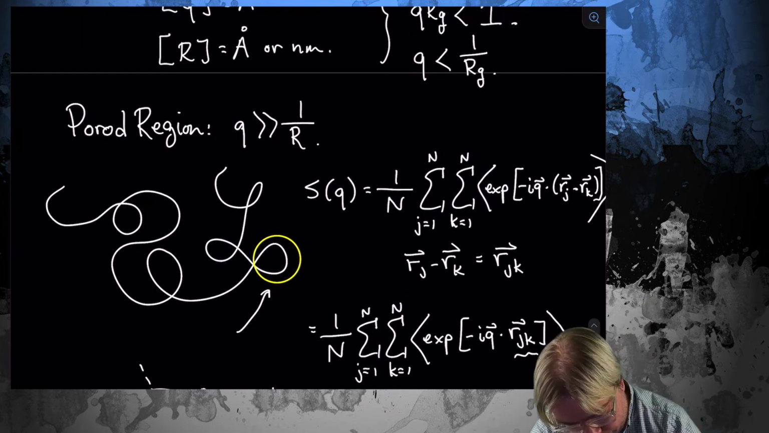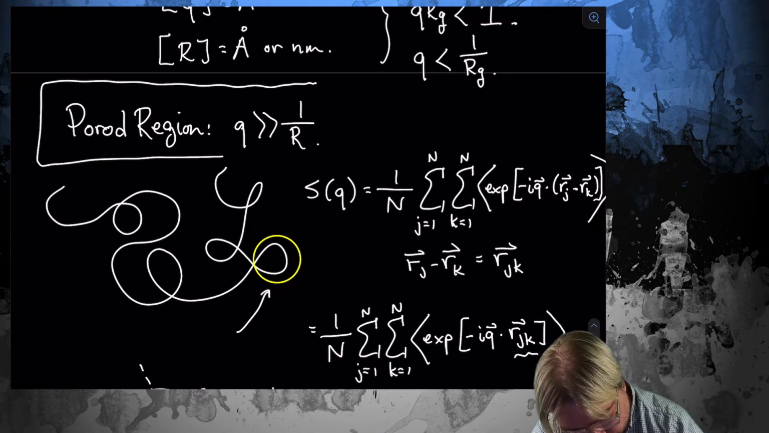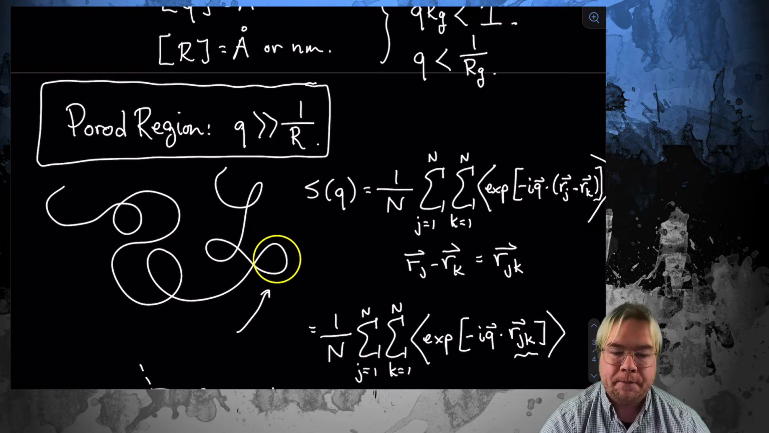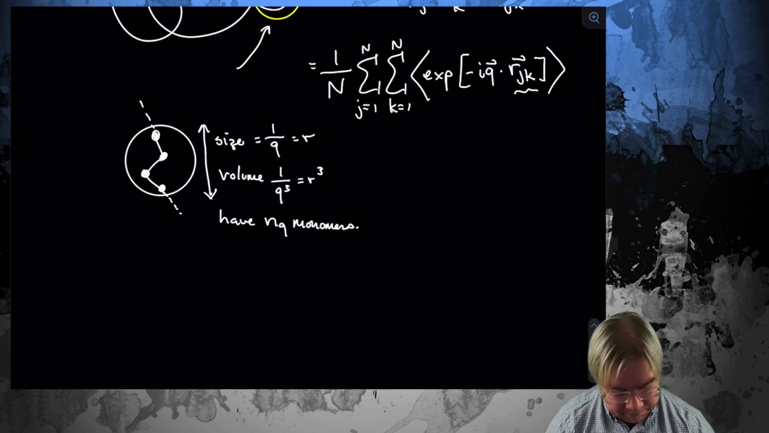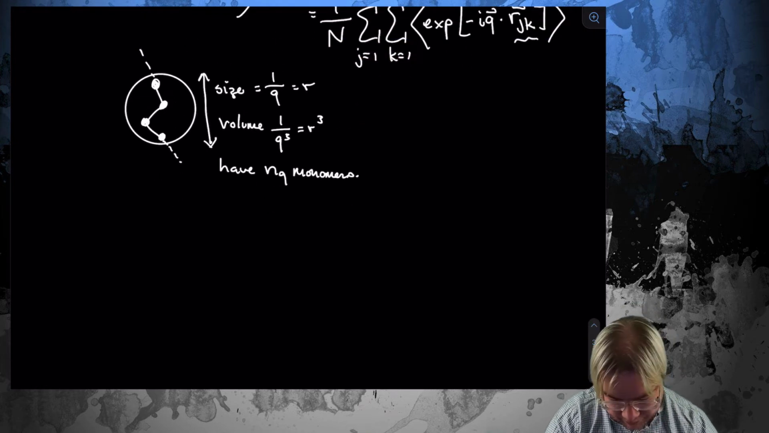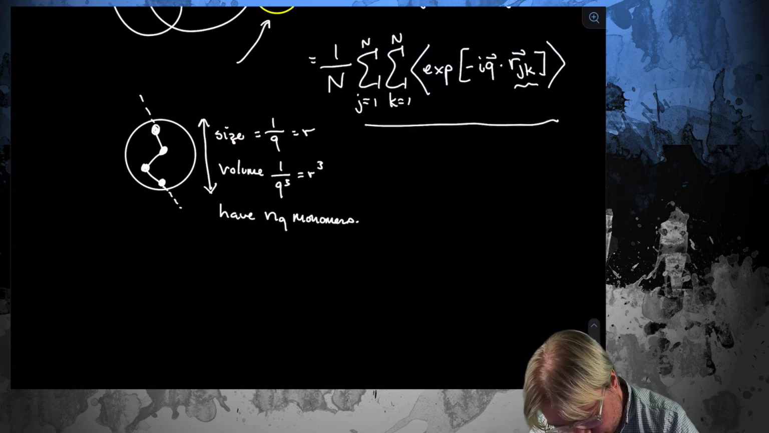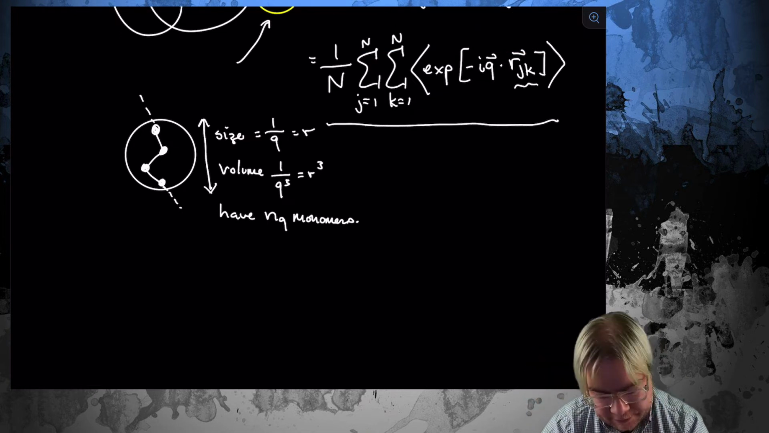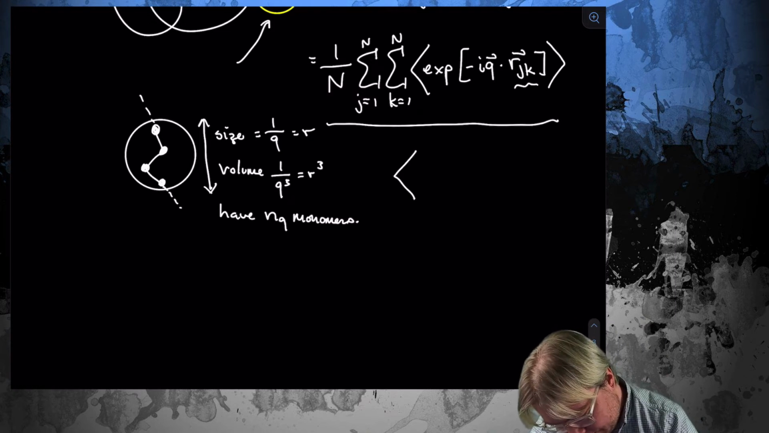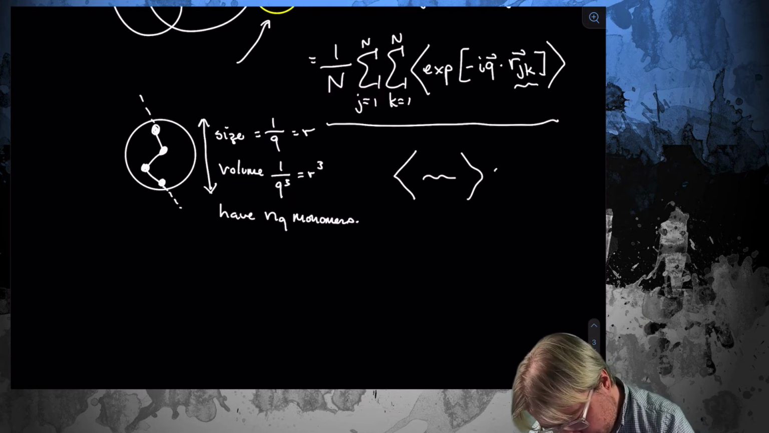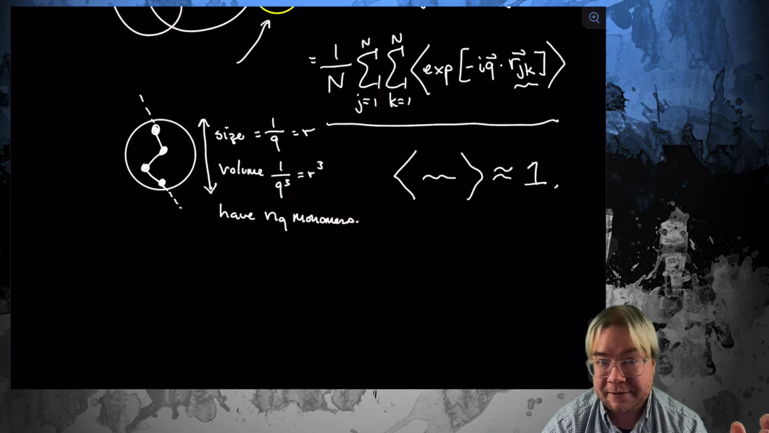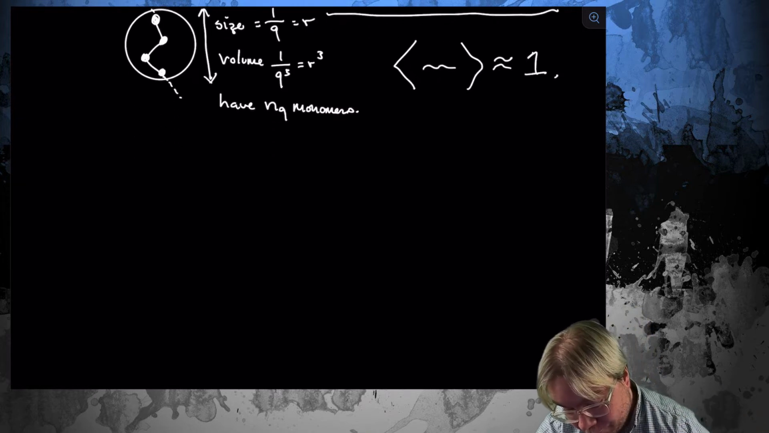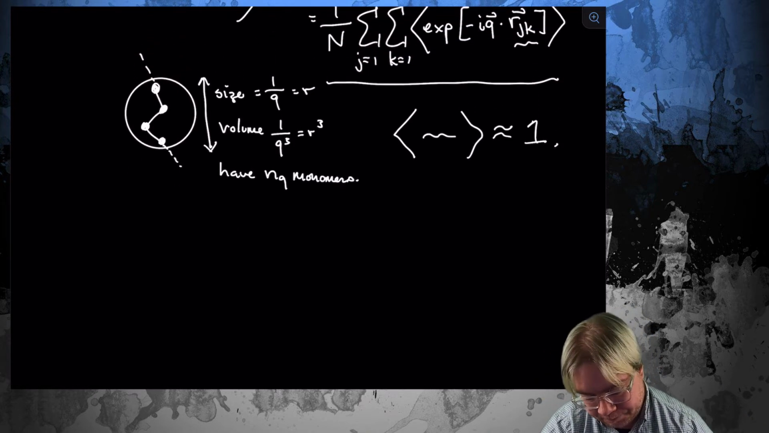Again, like I said, we're going to look at the Porod region where q is much, much bigger than 1 over r. What that means is that we're looking at tiny pieces of the polymer chain, but we don't see the whole polymer chain. So I can look at this expression for the structure factor, and it turns out that the function in the brackets is going to be approximately 1 at these high values, for reasons that I won't go through because this is not a scattering class.